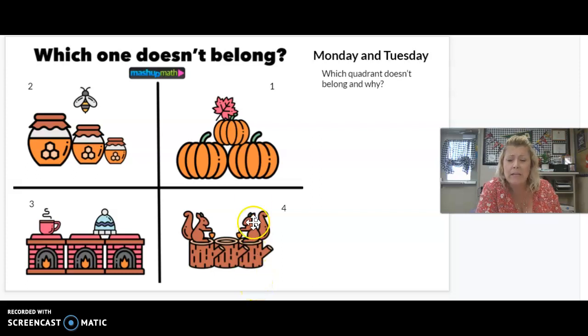Think mathematically. Look to see if there's anything missing, or if there's more than one of something, or maybe a pattern of some sort, because patterns are mathematics. So check that one. That's Monday and Tuesdays.